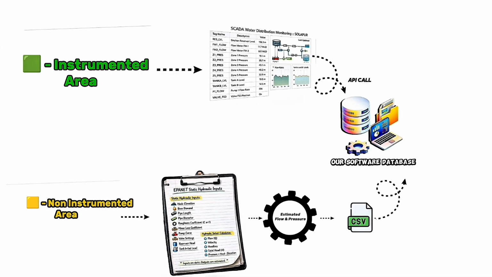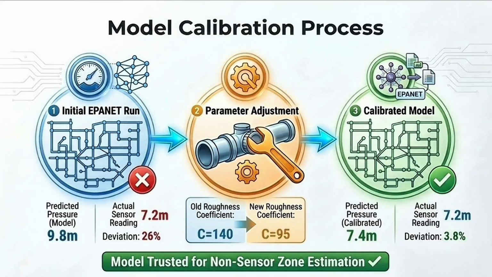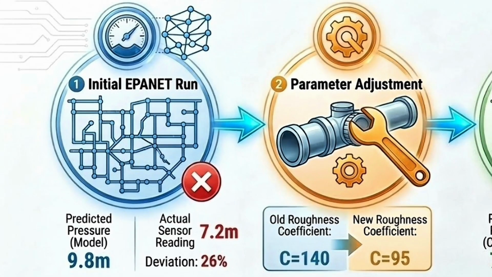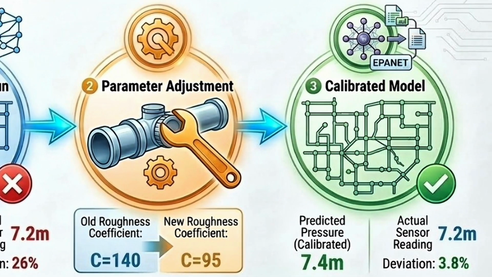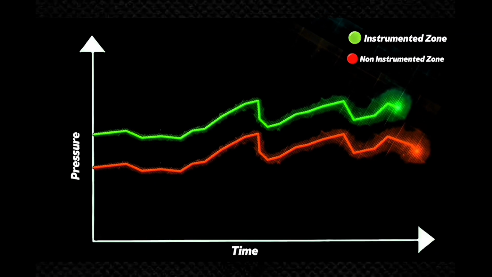To ensure reliability, we perform model calibration and data validation. The EPANET outputs are compared with real-time sensor data, and parameters like roughness are adjusted iteratively until deviation is minimal. This is validated using a graph, where both simulated and real pressure values at the same node follow a similar trend over time. This confirms that our model is calibrated and the estimated data is reliable.